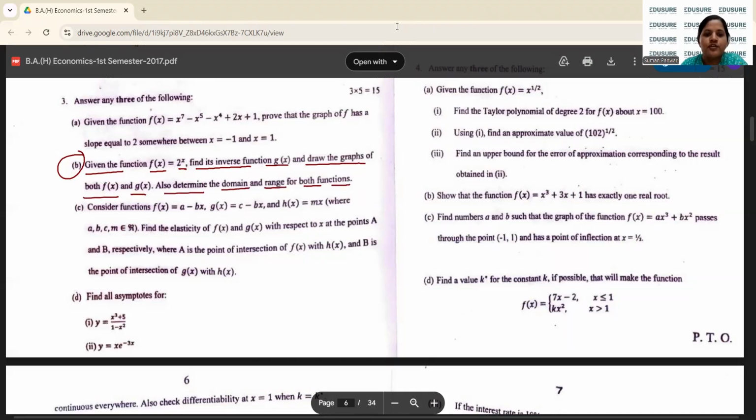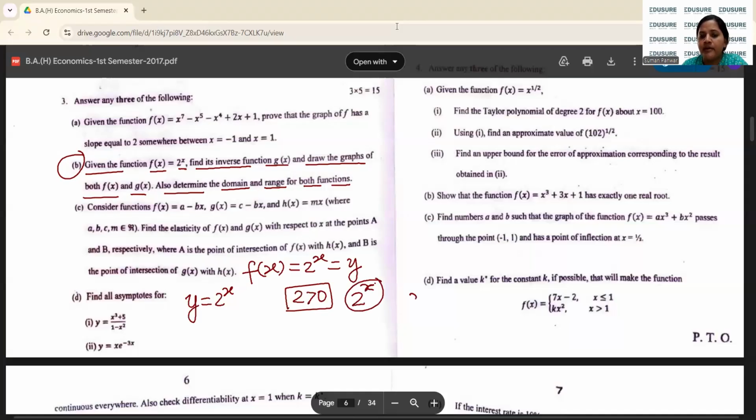Okay. So if we have f(x) = 2^x, let it be equal to y. So we have y = 2^x. Now, 2 is a positive number. So whenever a positive number is raised to any power x, where x is a real number, this is always positive. Why is this always positive?